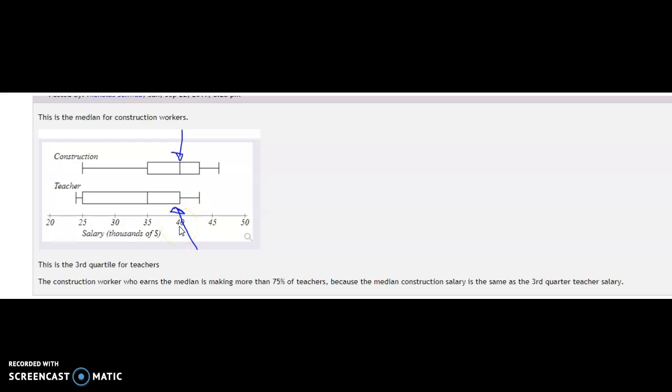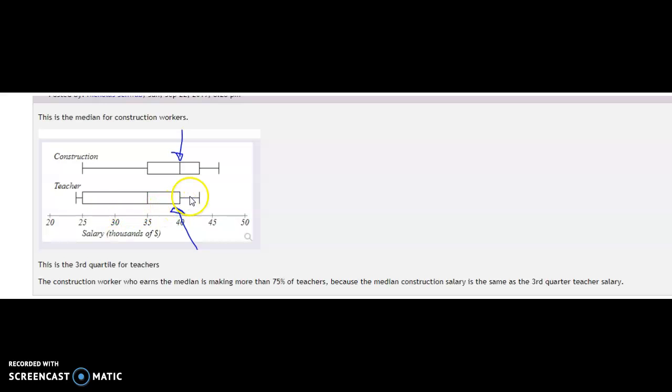This problem is asking us to make a comparison between the construction worker who earns the median and the teacher who earns the third quartile. And notice how they're both the same. They both make $40,000, right? But 50% of construction workers, this 50%, make more than $40,000. And 75% of teachers make more than $40,000.